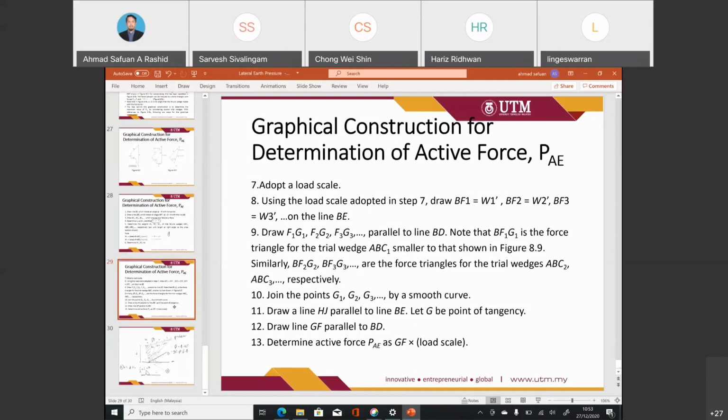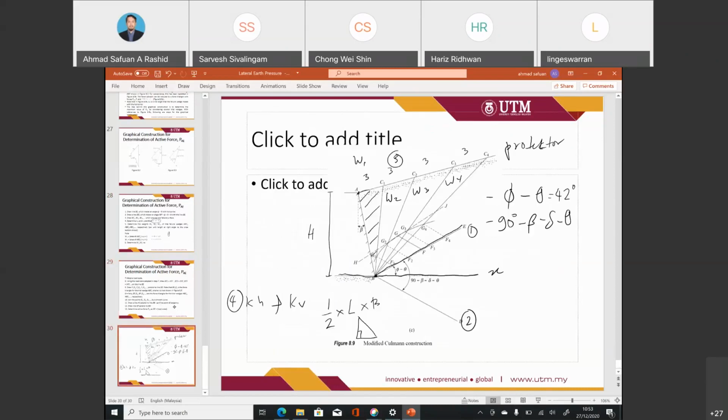You need to come up with your own scale. For example, 1 centimeter equals whatever value you want to choose. For example, 500 kilonewton per meter run. So that is your scale. You may use whatever scale you feel comfortable with.